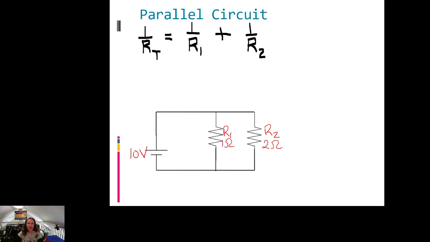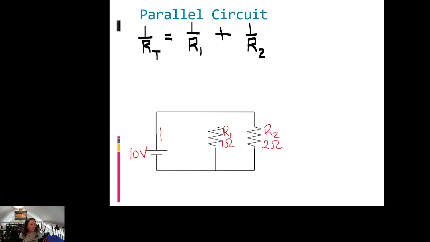Hi, this is what a parallel circuit is. It gets a little bit more complicated. Let me add my pen in here and we'll get thinking about this. So we get to ponder how this works a little bit more.